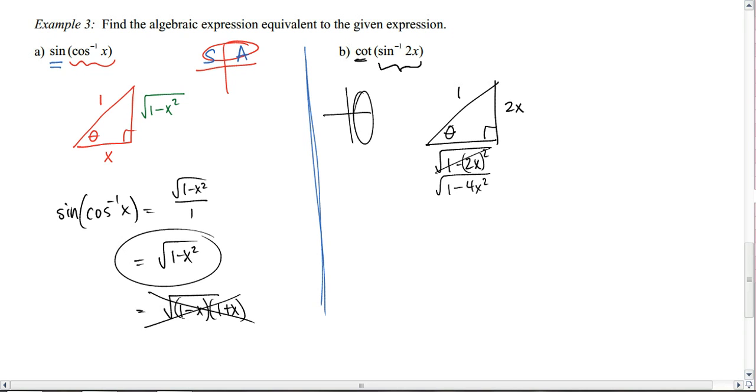So now I can finally answer what the heck is cotangent. Tangent is opposite over adjacent, so cotangent would have to be adjacent, the square root of 1 minus 4x squared, over the opposite, 2x. Again, don't try to reduce because that square root, it's a difference of squares, 1 plus 2x and 1 minus 2x. Not going to help me in any way, so I am finished.